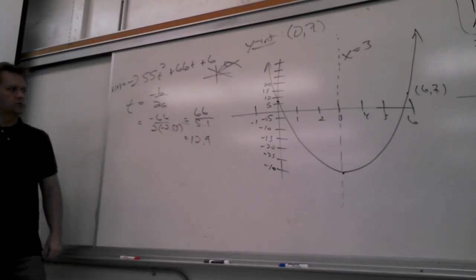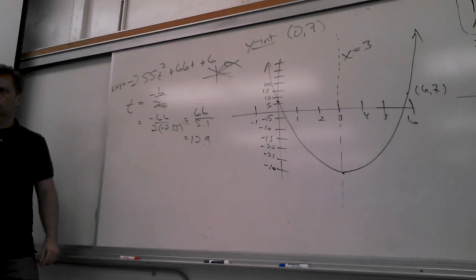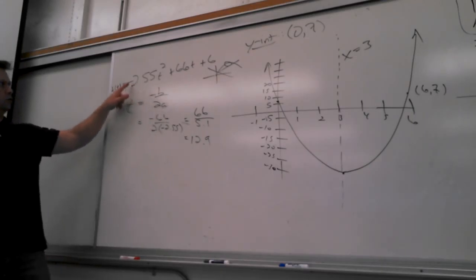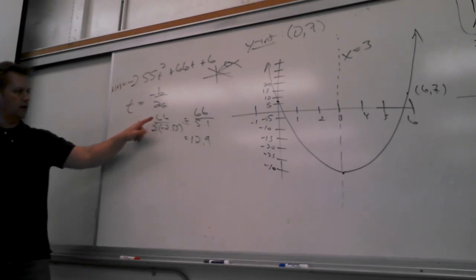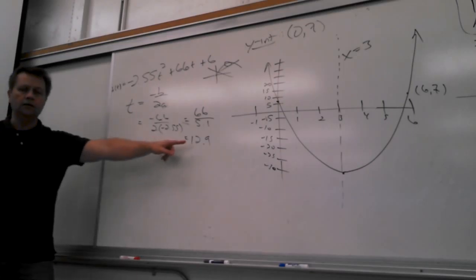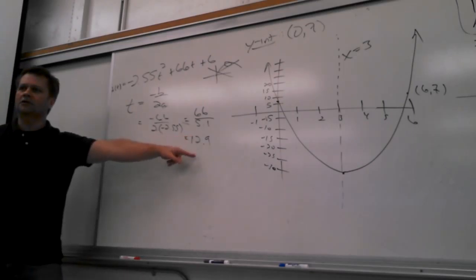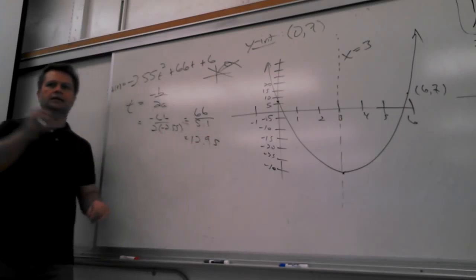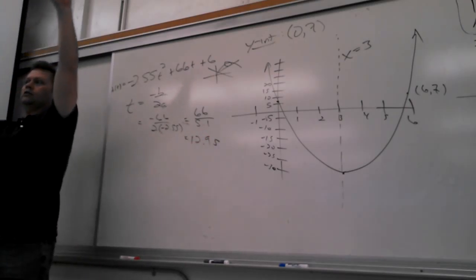Why is it not negative? Isn't that negative 66? Negative 66 divided by twice negative 2.55. The negatives cancel. Yeah. What does that mean? That's the time. So 12.9 seconds after I throw it, it's going to get to its highest point.